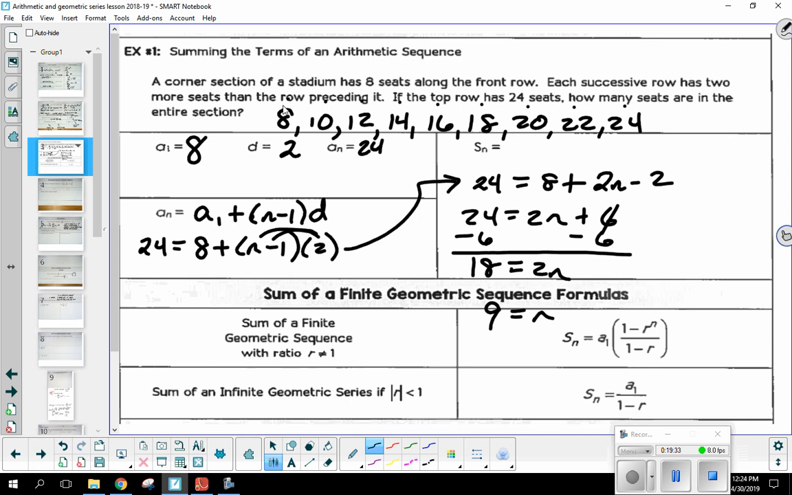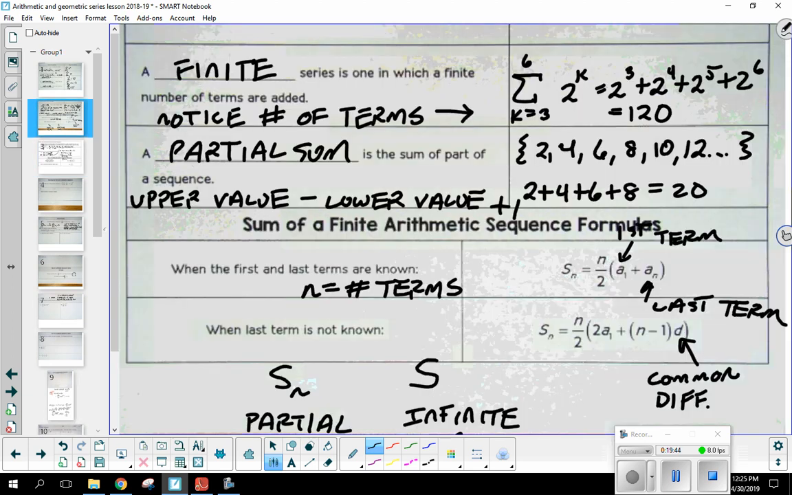Well, it looks to me like I have the first term. I've got the common difference. I know the last term. I even have the number of terms. So if I were to come back over here, which formula could I use? Actually, could I use either? Yeah. I've got the number of terms, the first term, and the last. But I've also got d. If you have a choice, I would probably go with the first one just because it's way easier.